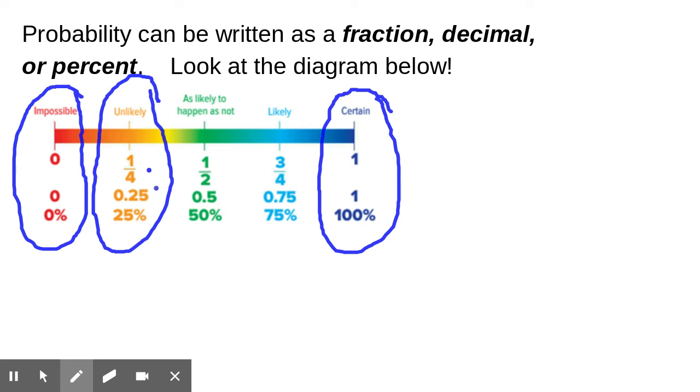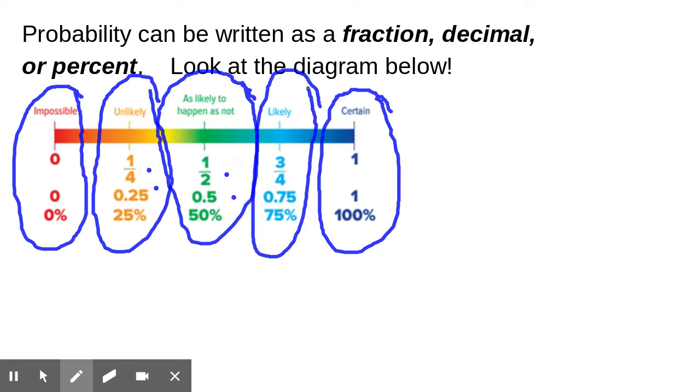So if I go a little bit further here, as likely to happen as not, which means it's a 50-50 chance. It's 1/2 or 0.5. Okay. And then if it's likely to happen, it's about a 75% chance of it happening, which is 3/4 or 0.75. So this diagram might be very beneficial to come back and reference, because there will be some questions where we're going to ask you to describe the likelihood of an event occurring.